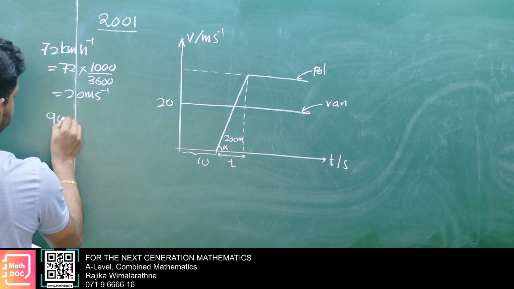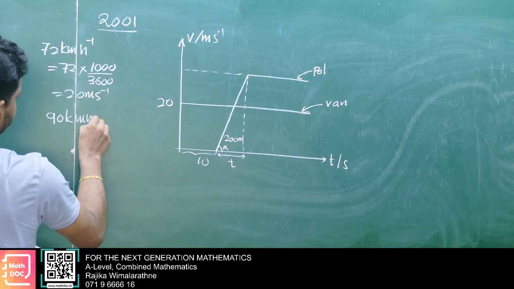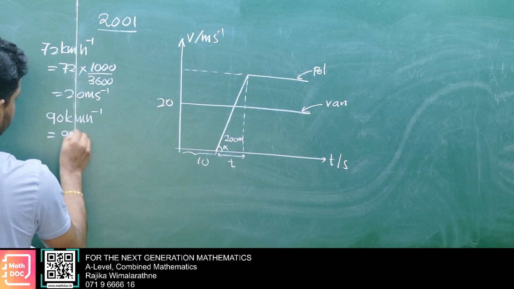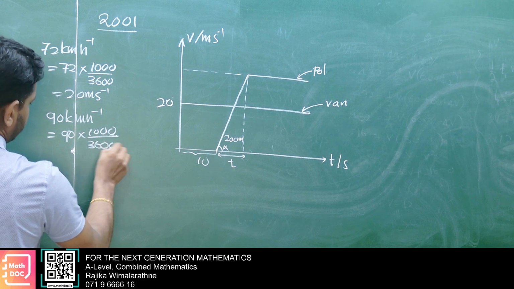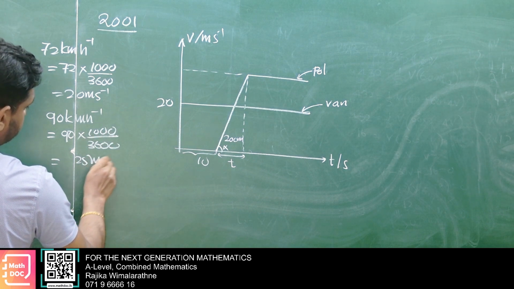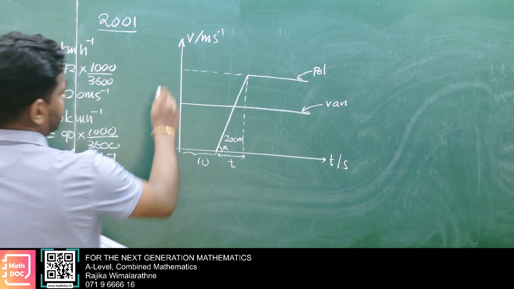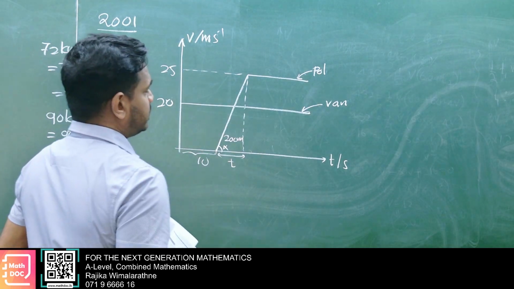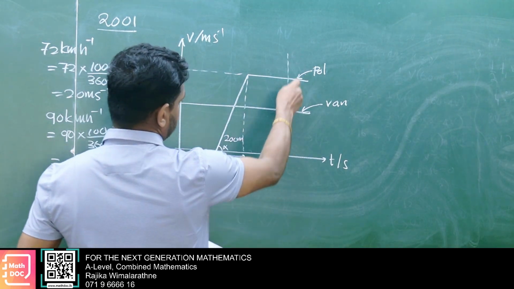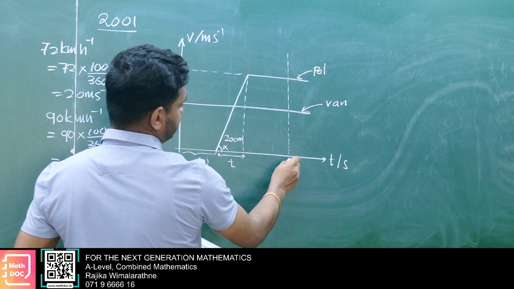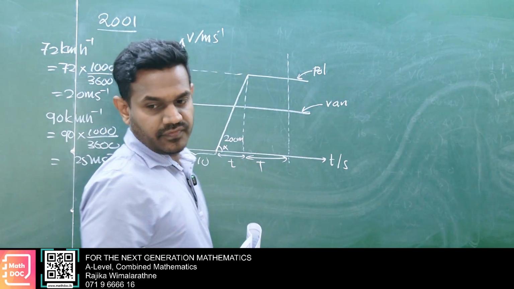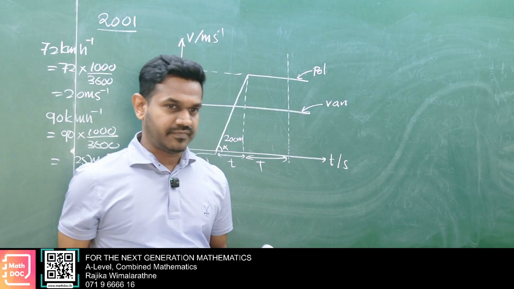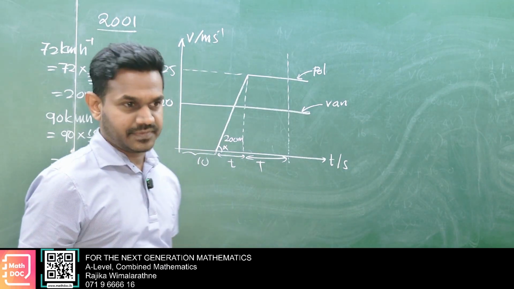Then 90 kilometers per hour. Convert into meters per second: 25 meters per second. So here they meet in position, take time t. When they meet, their displacement is the same.